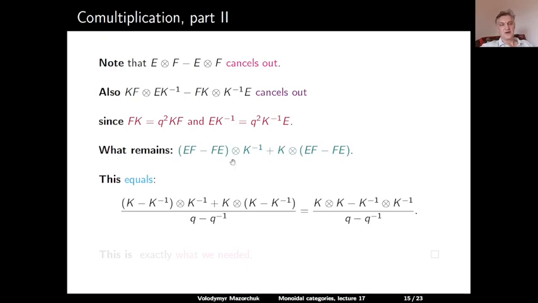So now we can use the defining relations for our algebra and plug in here K minus K inverse divided by Q minus Q inverse, and similarly here. Then we will have this expression, and here K tensor K inverse and minus K tensor K inverse also cancel in the numerator. And what we get is K tensor K minus K inverse tensor K inverse divided by Q minus Q inverse. This is exactly delta of K minus delta of K inverse divided by Q minus Q inverse. So that is exactly what we needed.